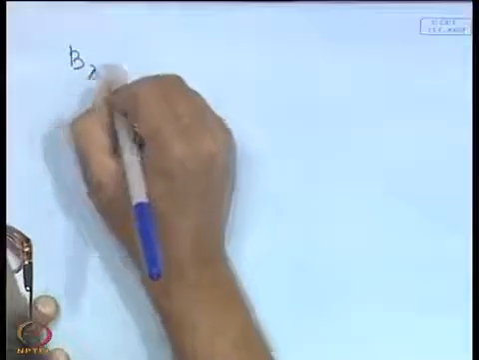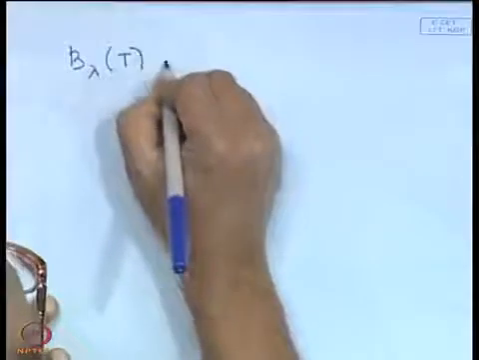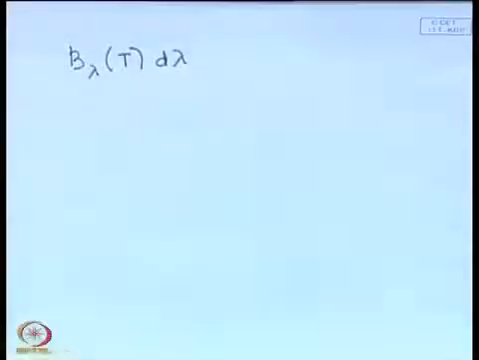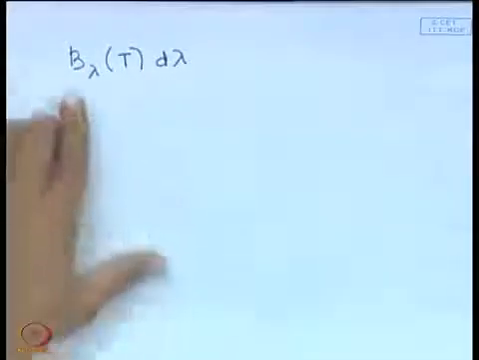Okay. Now, here we have been discussing the specific intensity, which is the energy contained in a ray per frequency interval. Now, people also often discuss another quantity, the energy contained per wavelength interval, which is B lambda, the Planck function as a function of lambda.